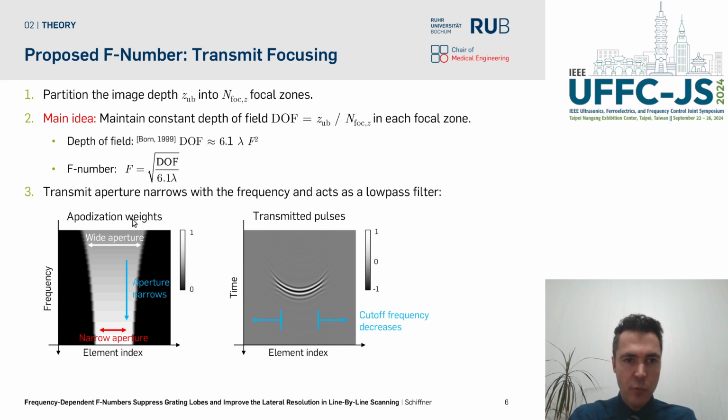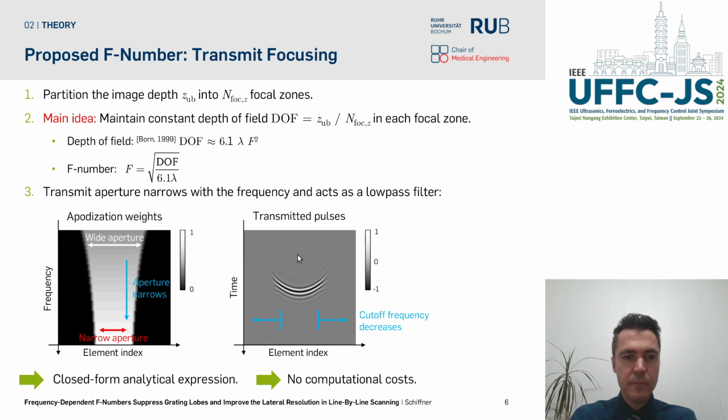The apodization weights are frequency dependent and reflect the narrowing aperture. This implies that the transmitted pulses are filtered and the cutoff frequency varies with the element index. We now have a closed-form analytical expression for the transmit f-number, and the application of this f-number does not increase the computational cost of the image formation.